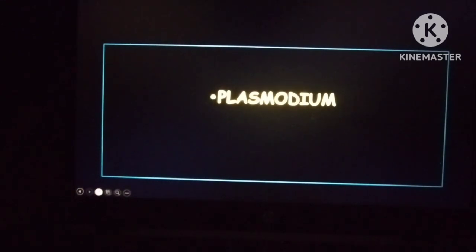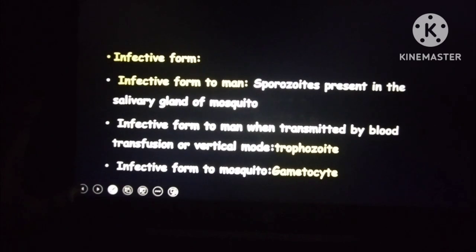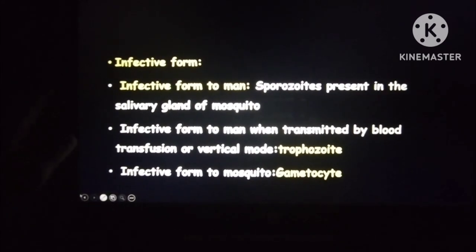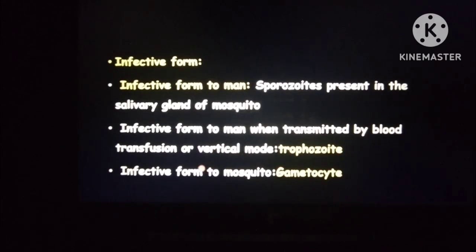Next, the final topic is Plasmodium. Here you want to remember the 4 species: Plasmodium vivax, Plasmodium malariae, Plasmodium ovale and Plasmodium falciparum. Here each and every term is important. The infective form to man is the sporozoite, usually present in the salivary gland of the mosquito, by direct bite. If it is transmitted by blood transfusion or by any vertical mode, then it is by trophozoite. What is the infective form to the mosquito?